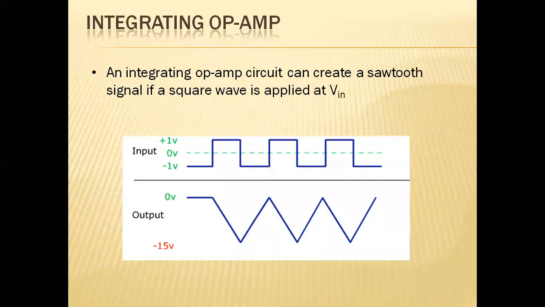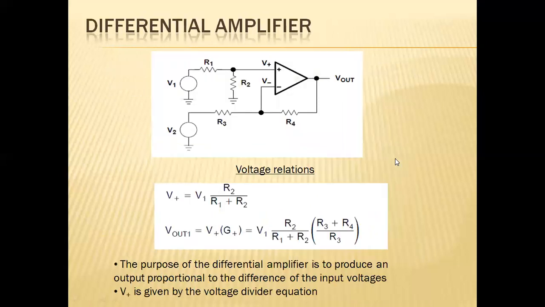Upon this integrating, we'll obtain the output as a sawtooth signal which ranges from 0 to a maximum of minus 15 volts, as per the input given in the form of a square wave. These are the considerations we have seen so far.